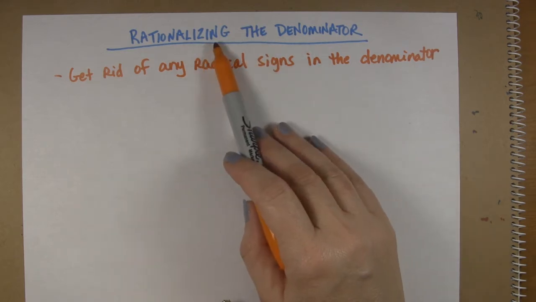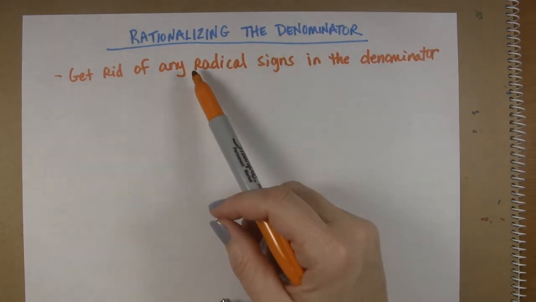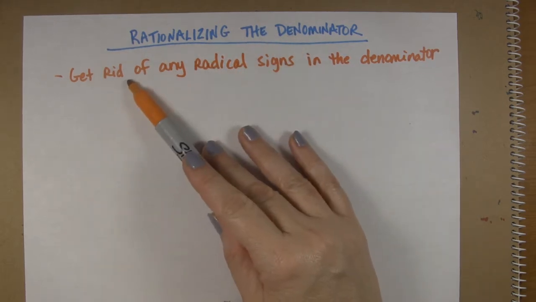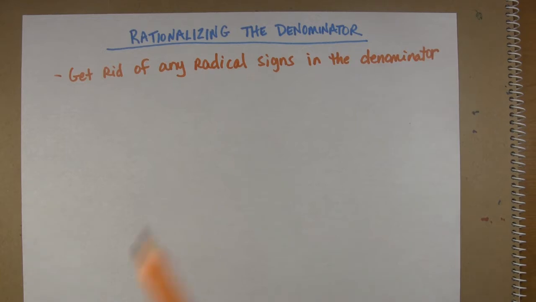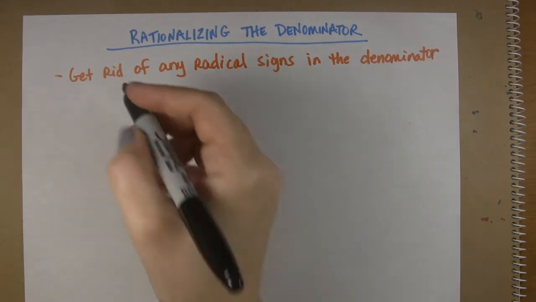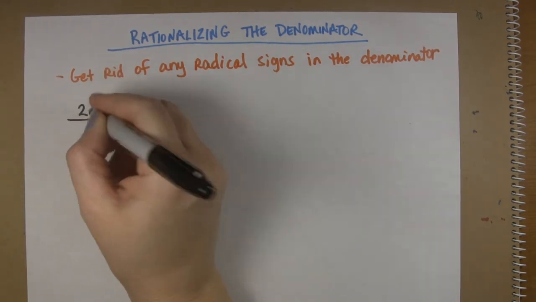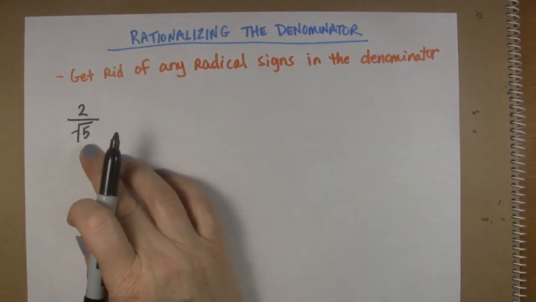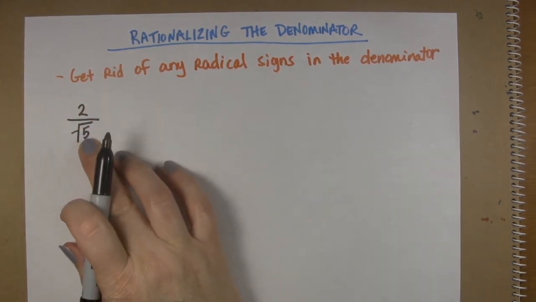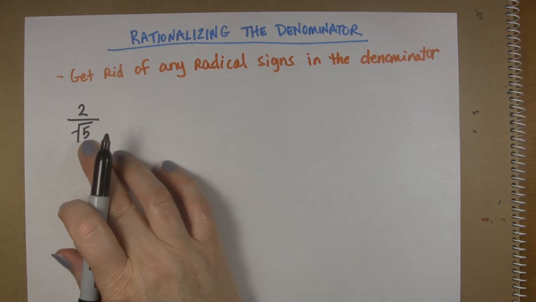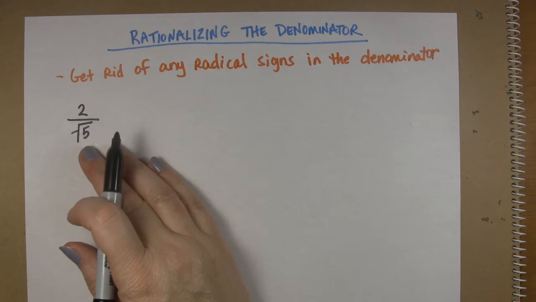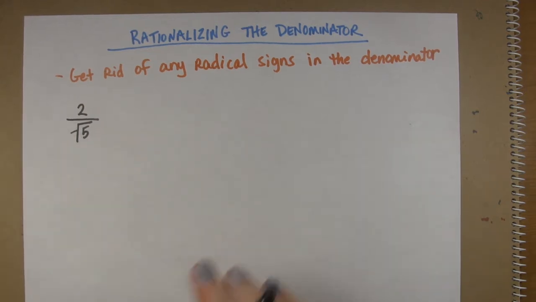Now, you might first want to know what it even means to rationalize a denominator. What that means is that we are going to get rid of any radical signs that are in the denominator. We cannot get rid of all radical signs, but we do not like radical signs in the bottoms of our fractions. That is very bad form. So we're going to get rid of that.